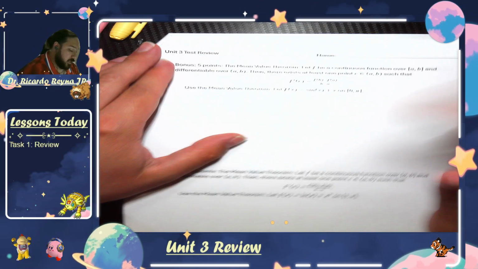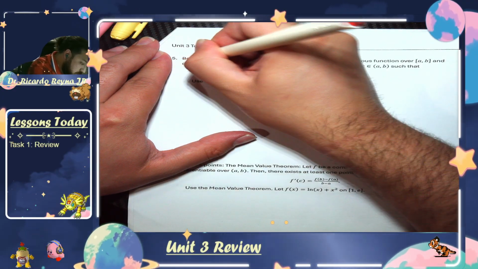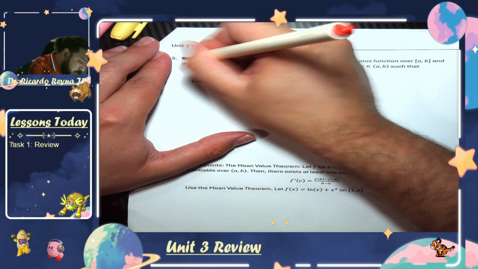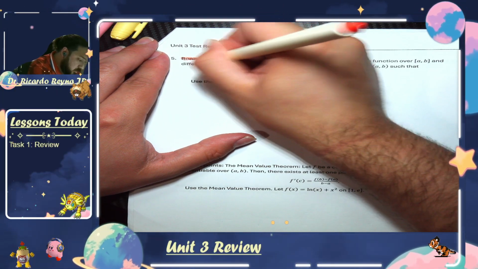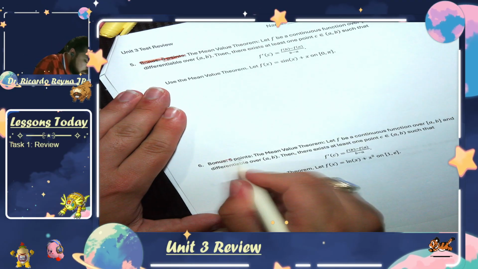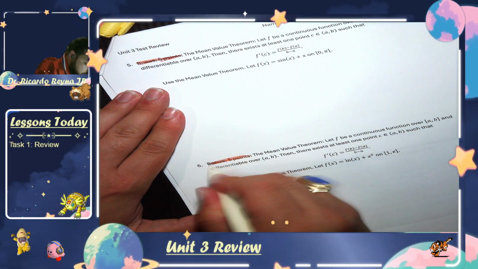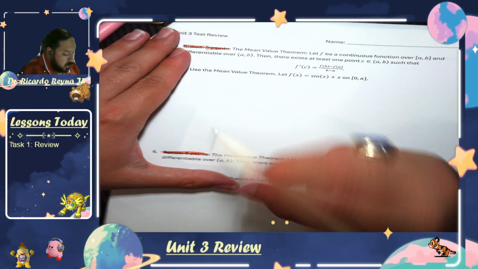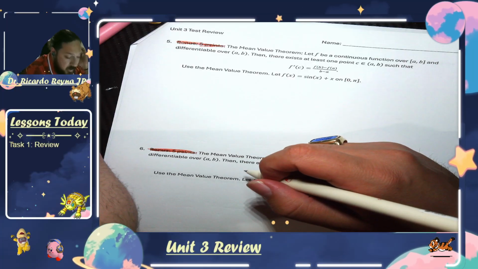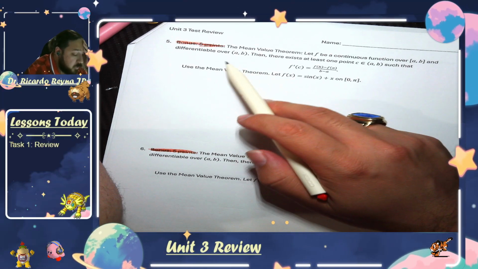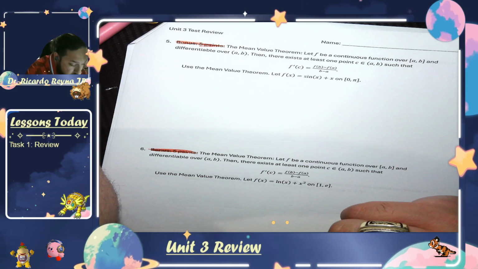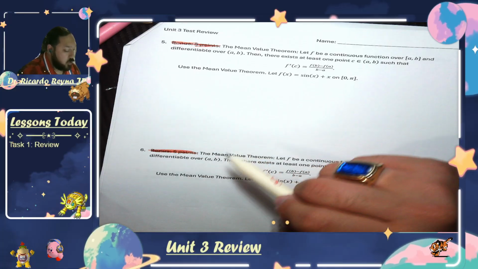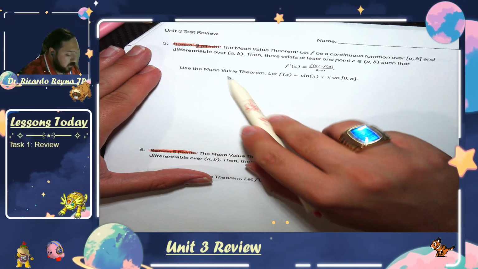Oh, that's a typo. It's a bonus question, but I'm probably not going to make it worth 5 points. I increased the difficulty a little bit, so it's definitely not going to be worth 5 points. Okay. The mean value theorem. Let f be a continuous function over a to b and differentiable over a to b. Then there exists at least one point c such that f prime of c is equal to that rate of change. Use the mean value theorem.